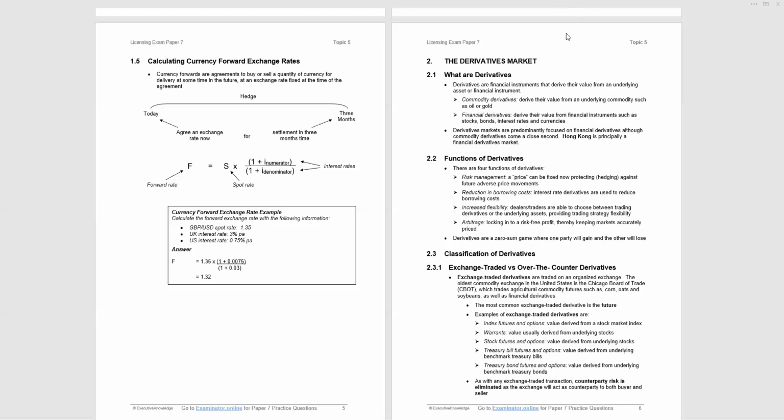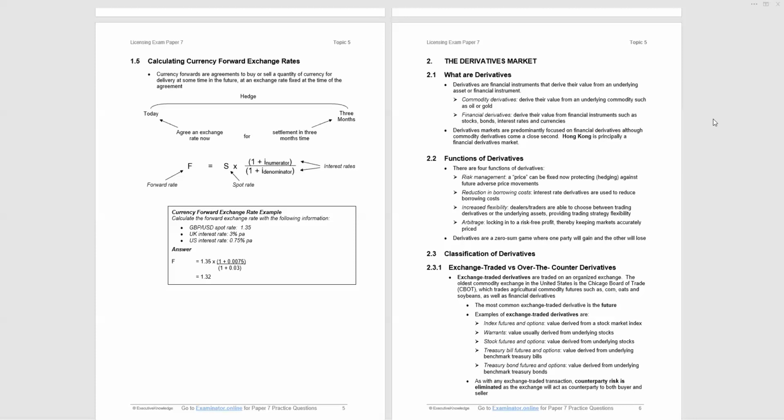What are derivatives? Financial instruments that derive their value from an underlying asset or financial instrument. And we've got two types: commodity derivatives, and they derive their value from a commodity such as oil or gold, or financial derivatives, and they derive their value from financial instruments such as stocks, bonds, interest rates, and currencies. Now, derivative markets are predominantly focused on financial derivatives, although commodity derivatives are out there. Hong Kong is principally a financial derivatives market.